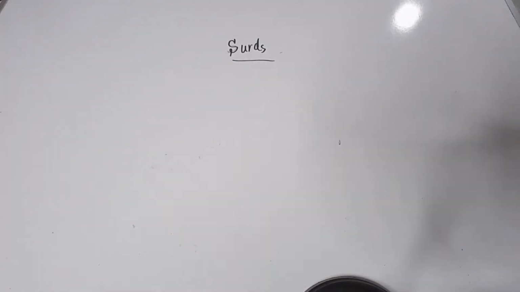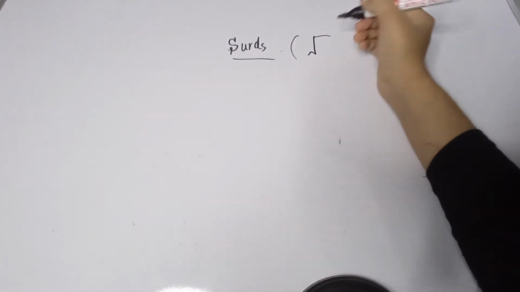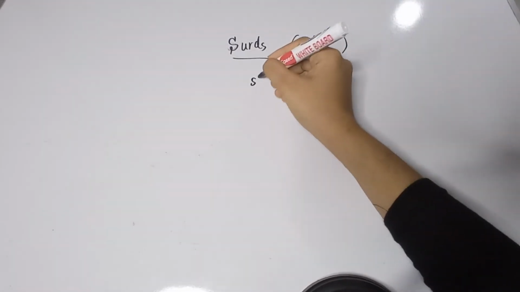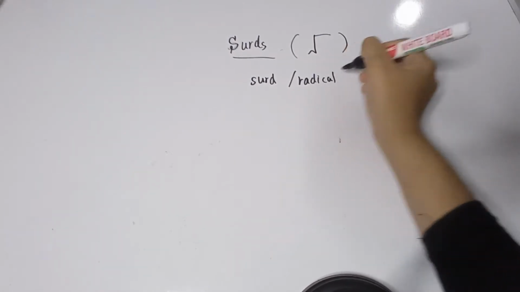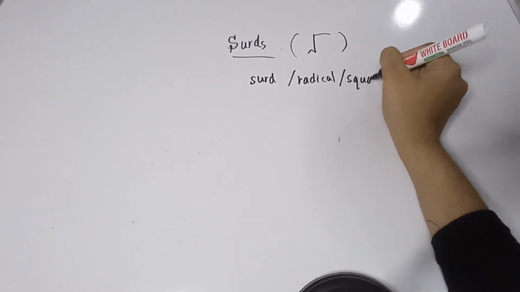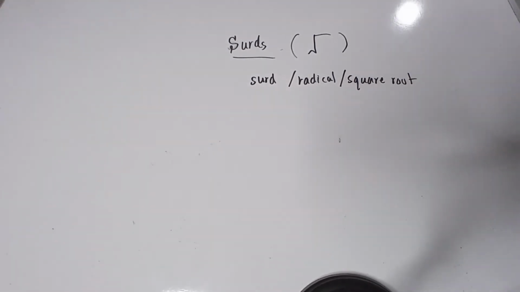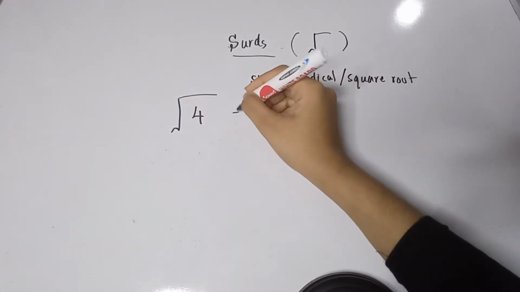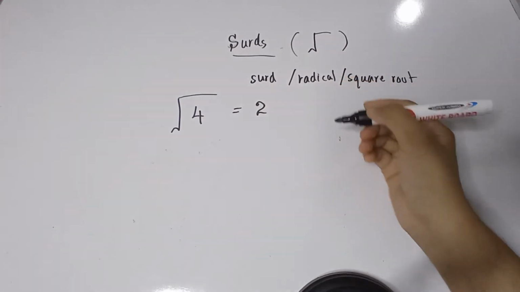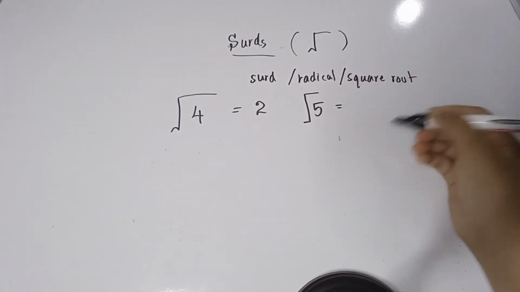So first of all, before we begin with the lesson, let's give an introduction. What does surd mean? Surd, or as we can give it different names like radical, or as we can say the square root. So we can use any of these names. Any number that is under a surd has a value. It can be a whole perfect square number, which basically gives a whole number, or else it can be a non-perfect square number which gives some decimal answers.